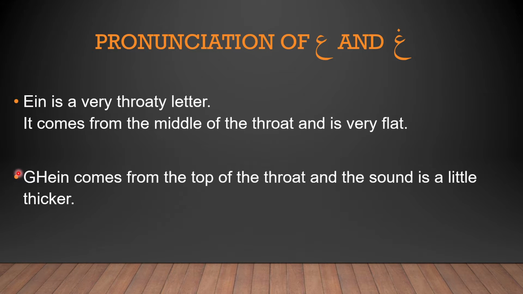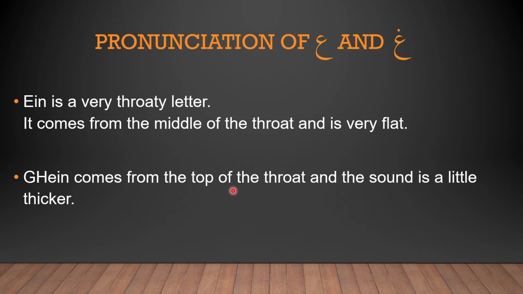Okay. Then GHien comes from the top of the throat and it's a little bit thicker. GHien and G, these are not the same. These do not come from the same place. GHien is a little bit more behind. It's not even in the mouth. It's coming from the top of the throat. It's GHien and it's also thicker. How is it thicker? GHien. That's how it's thicker. See, Ein is flat. GHien is thicker. Ein, GHien.